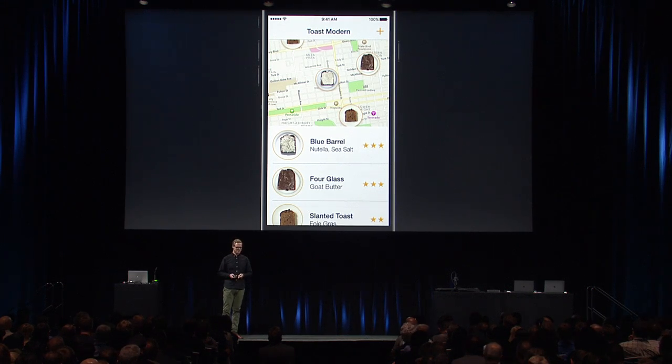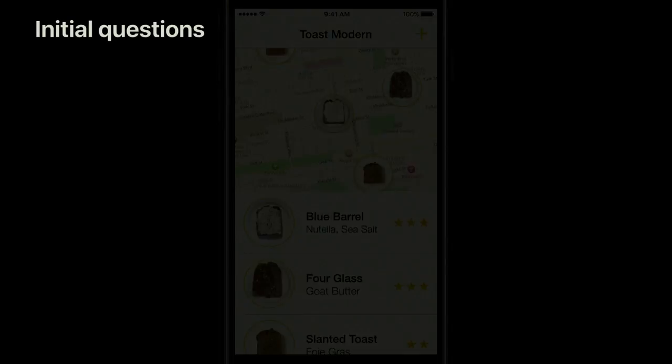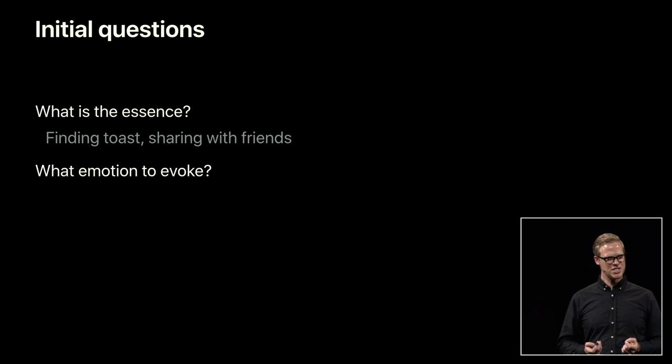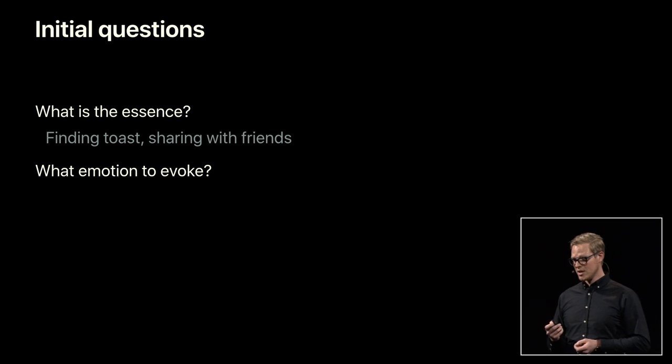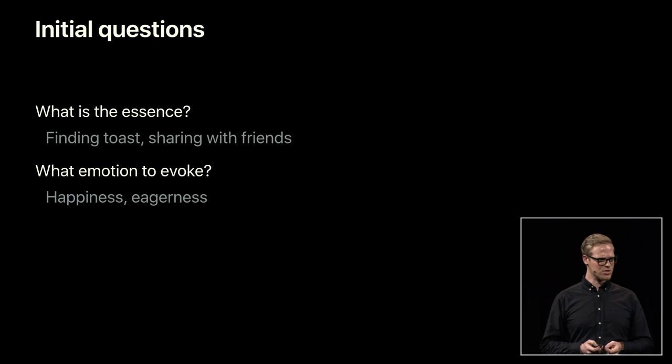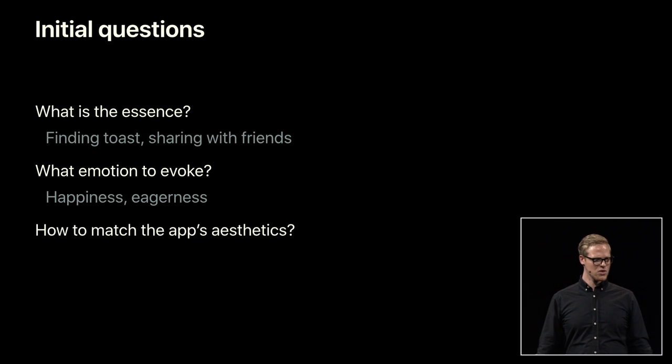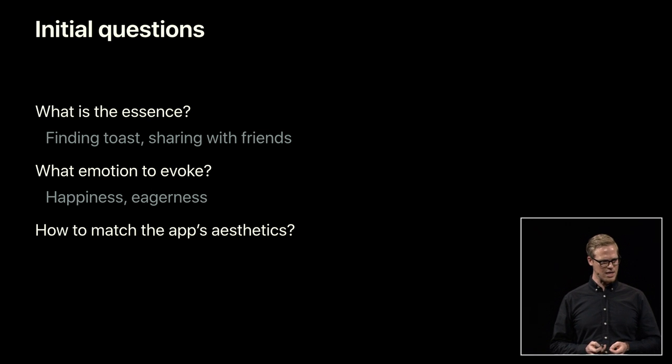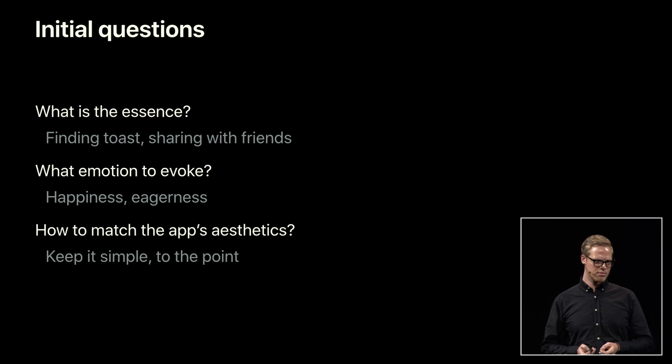Let's do that. We can start by asking ourselves some questions like, what is the essence of what this app is about? Well, in this case, it's simple. It's about finding toast and sharing it with your friends. What emotion do we want to evoke here when people receive this notification? Well, we want them to be happy they found some new toast to try and eager to try it out. How do we match the app's aesthetics? We just saw the screen, and it looks pretty functional and simple, so let's keep the sound similar to that. Keep it simple and to the point.